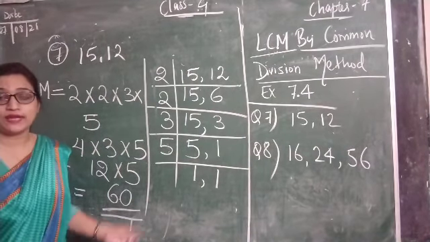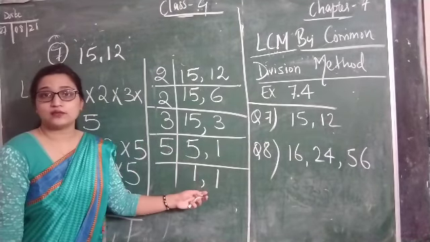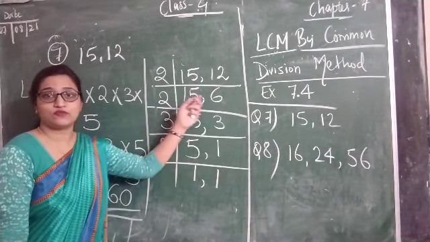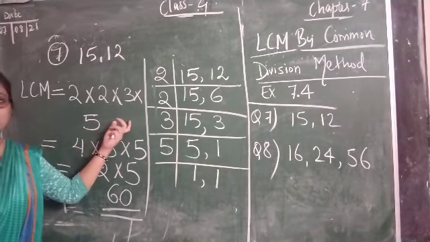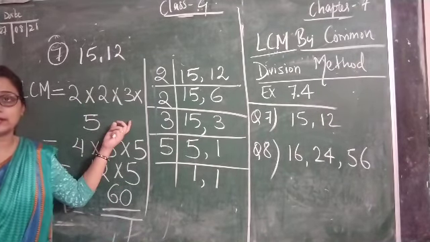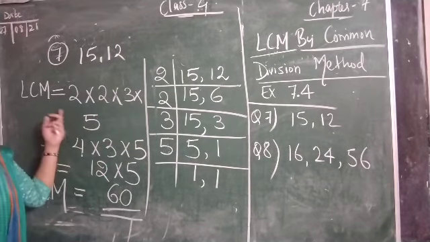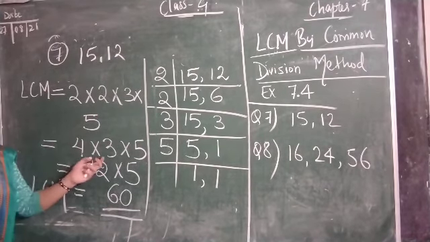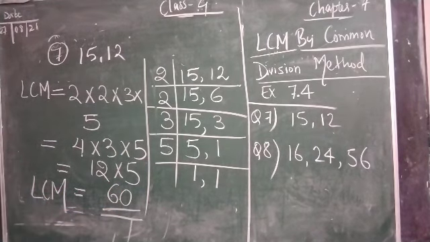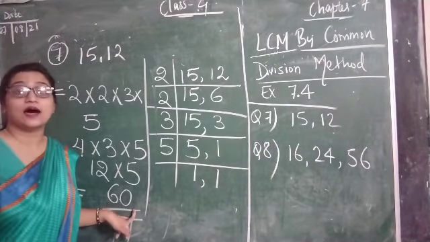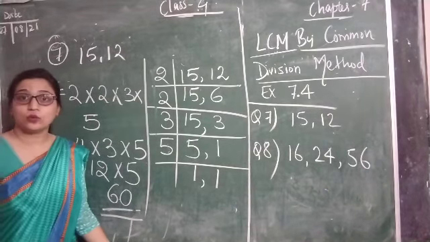So what we have done, we just took out the prime factors of each, that is 15 and 12. Now we got the prime numbers. Here we are multiplying the prime numbers 2 into 2 into 3 into 5. 2 into 2 equals 4. 4 into 3, 12. And 12 into 5 equals 60. So 60 is the LCM of 15 and 12.